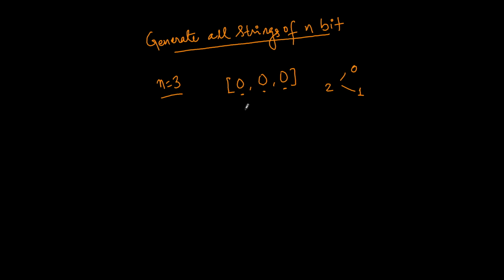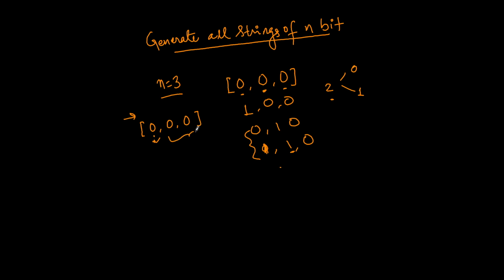Okay, so we can have 0 0 0 and 1 0 0. Similarly, 0 1 0 and 1 1 0. So here these are two options, at this position we have 0 and at this position we have 1. Each position has two options. So what we can do is iterate the array from left to right, and at each position first we put 0 and make a recursive call to the rest of the array, and then we put 1 and make a recursive call to the rest of the array.